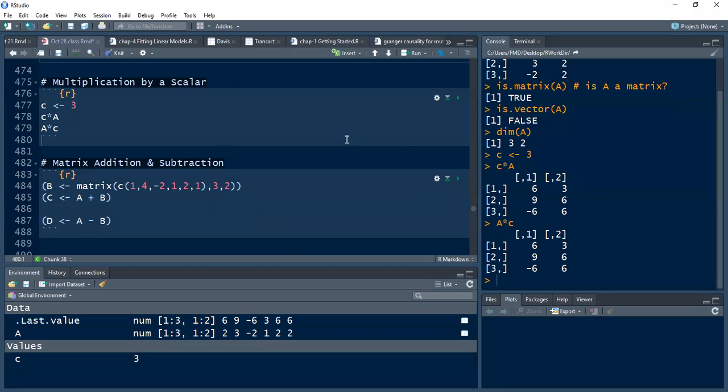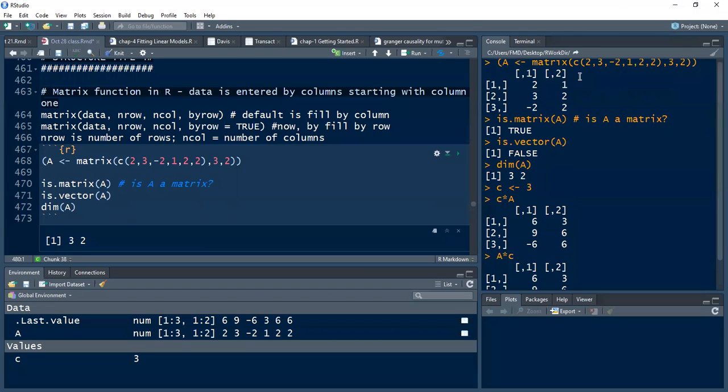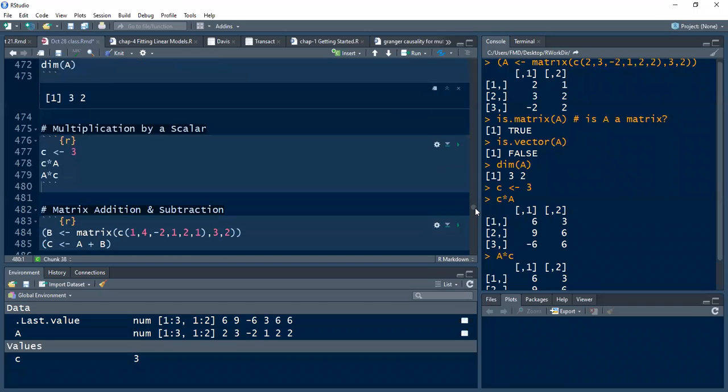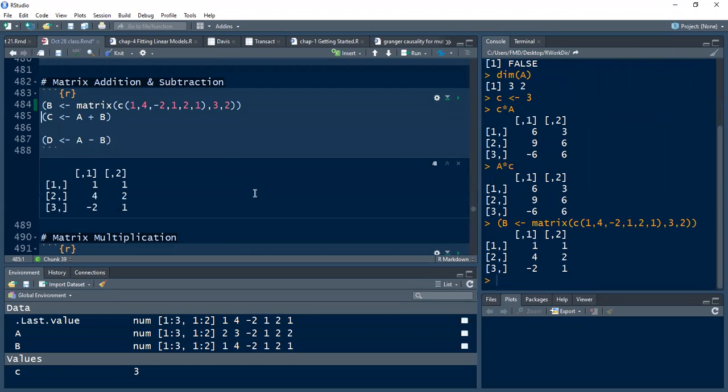And that's very easy. So we already have our matrix A. This is our matrix A, and we know it's already existing in our environment. Let's create another matrix, let's call it matrix B. It's a combination of 1, 4, -2, 1, 2, 1, 3. Number of rows is 3, number of columns is 2. So let's define this, matrix B. All right, so you have matrix B.